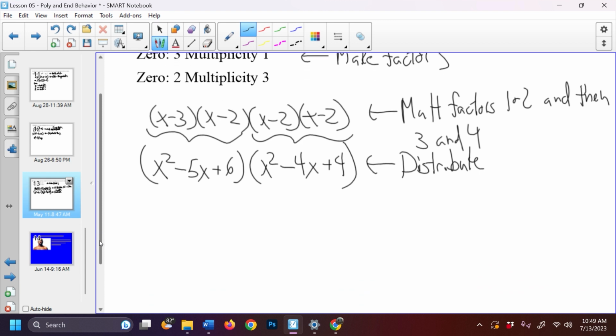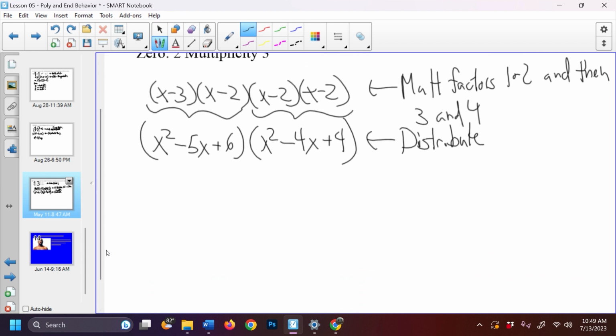All right, I know we haven't done this yet in this particular class, but I'm going to methodically take every term in the first polynomial and multiply it by every term in the second polynomial and stack them together. So x squared times x squared is going to be x to the fourth. X squared times negative 4x will be negative 4x to the third. And then x squared times 4 will be positive 4x squared. So I've multiplied x squared times every term in the second polynomial.